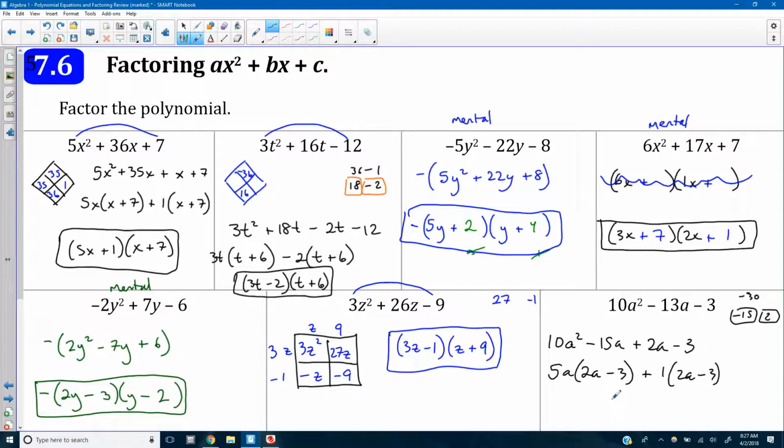Factor out the 2a minus 3 from both terms here, and you are left with, in the other set, 5a plus 1. And there is your factored answer. By the way, if you can't find two numbers that multiply to this and add to this, it's going to be not factorable. In this case, these were factorable. Notice how I factored the negative outside the leading quadratic coefficient if I could have.